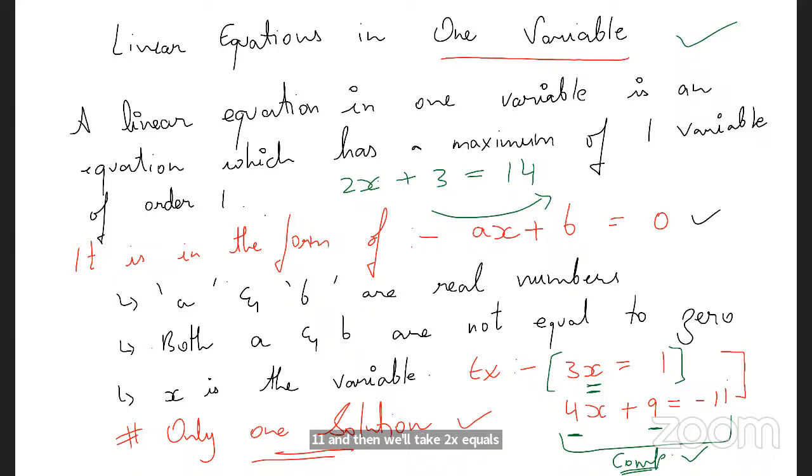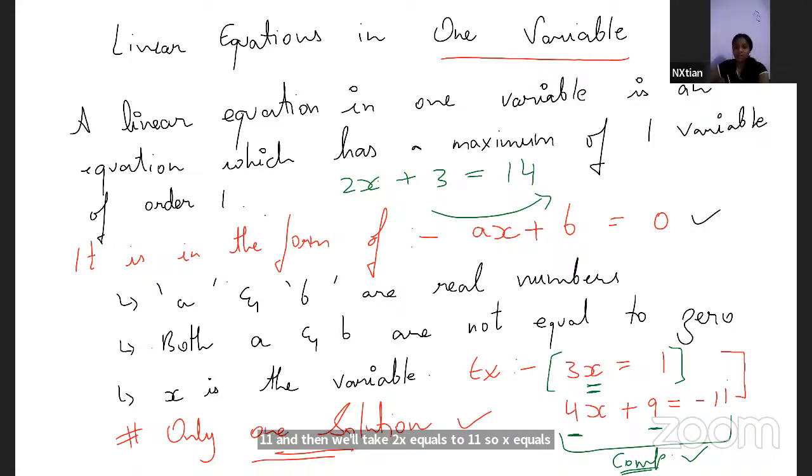No, ma'am, there's a y. 2x plus 3y. This is in one variable. Ma'am, you were telling about two variables. How to solve in two variables? I want to solve two variables.